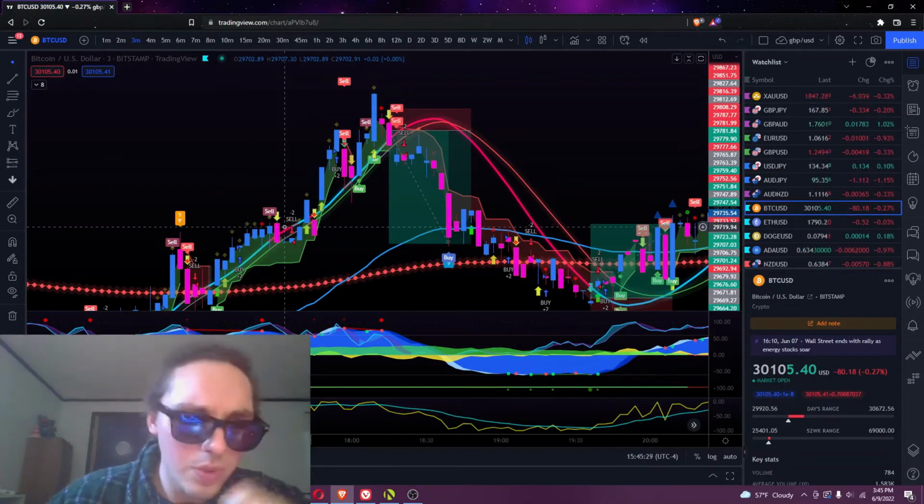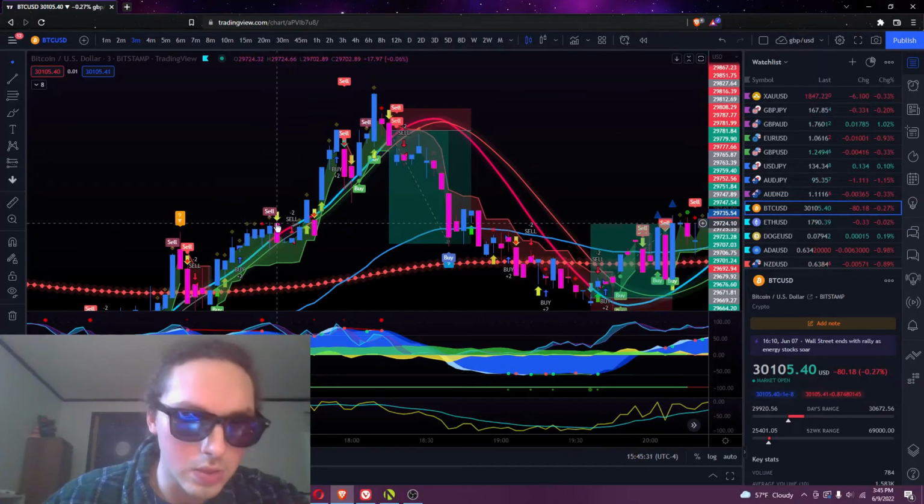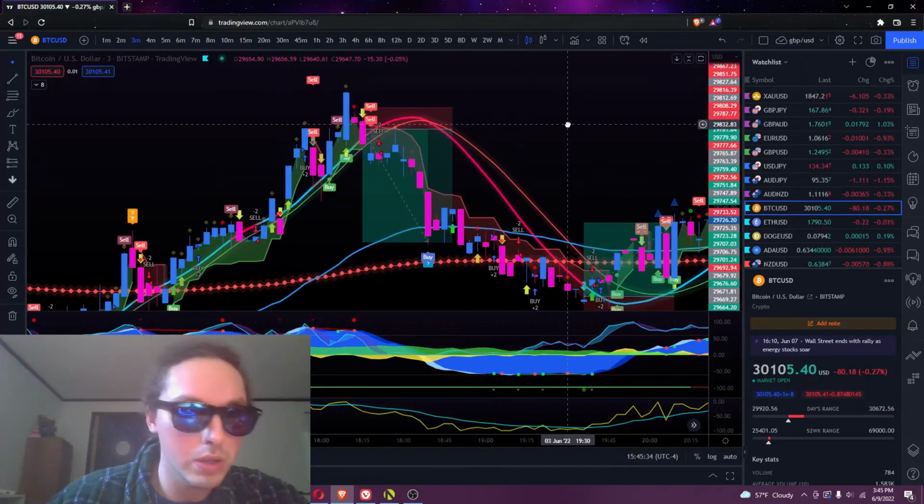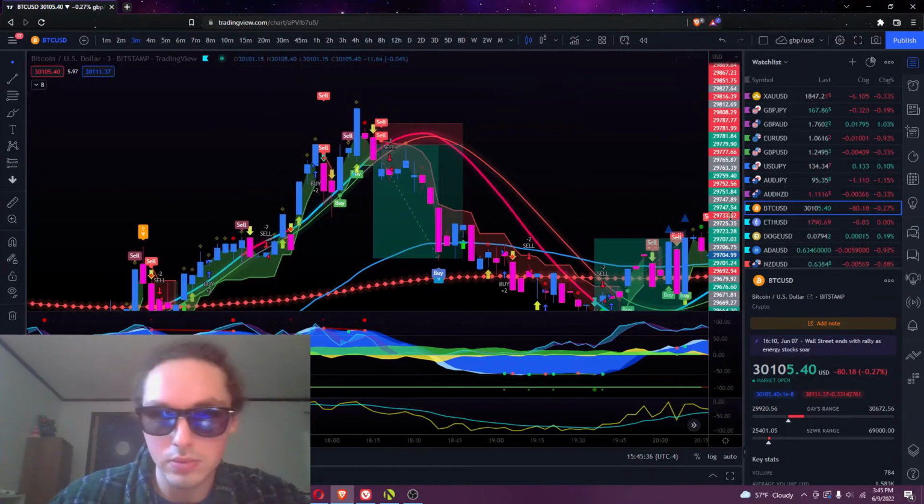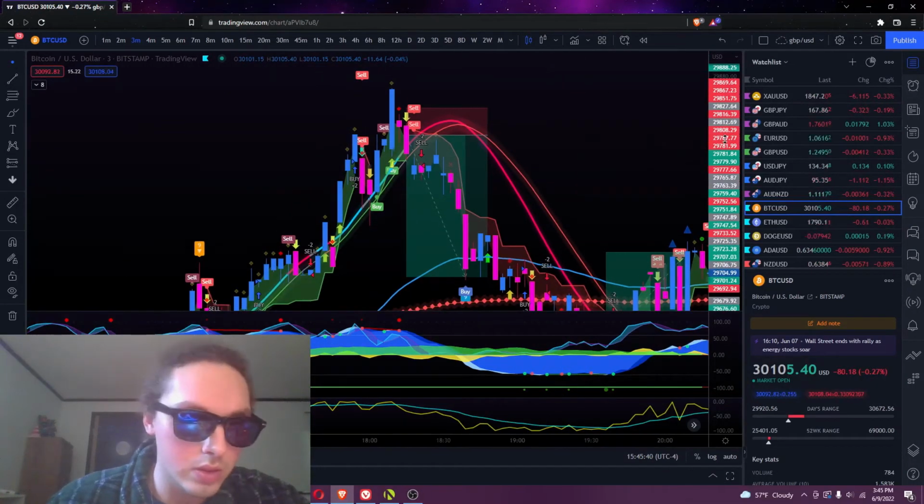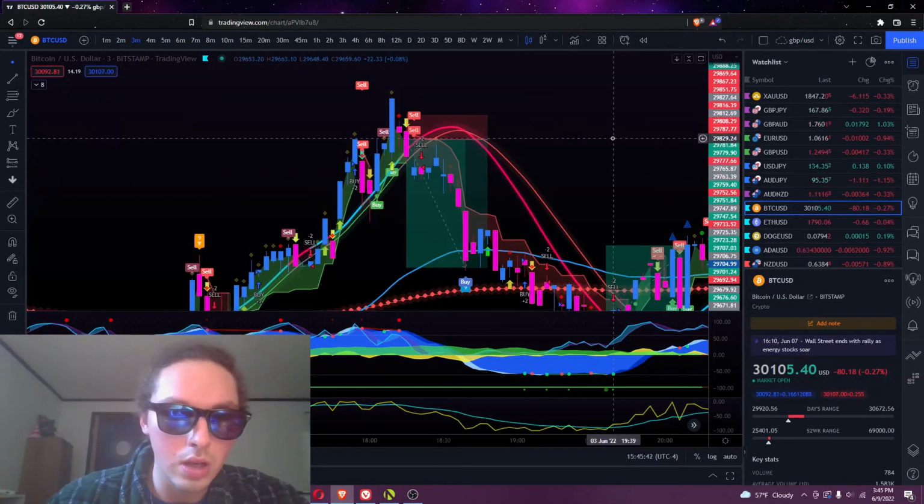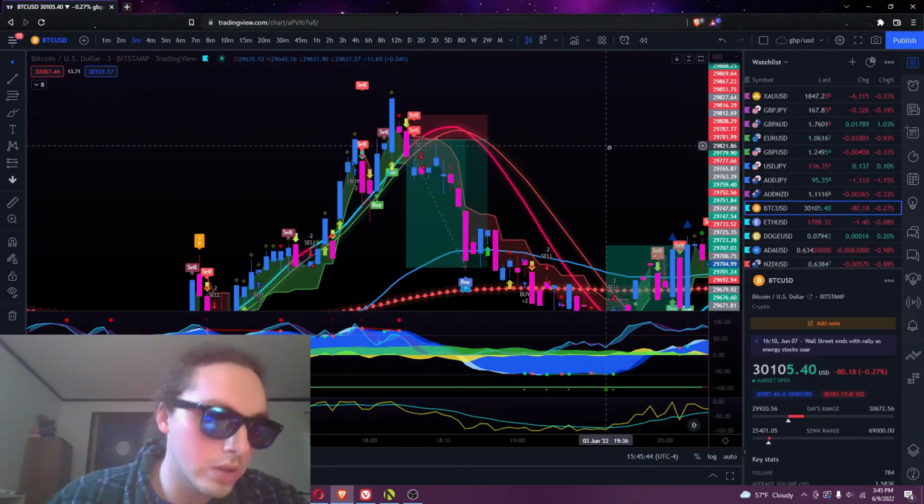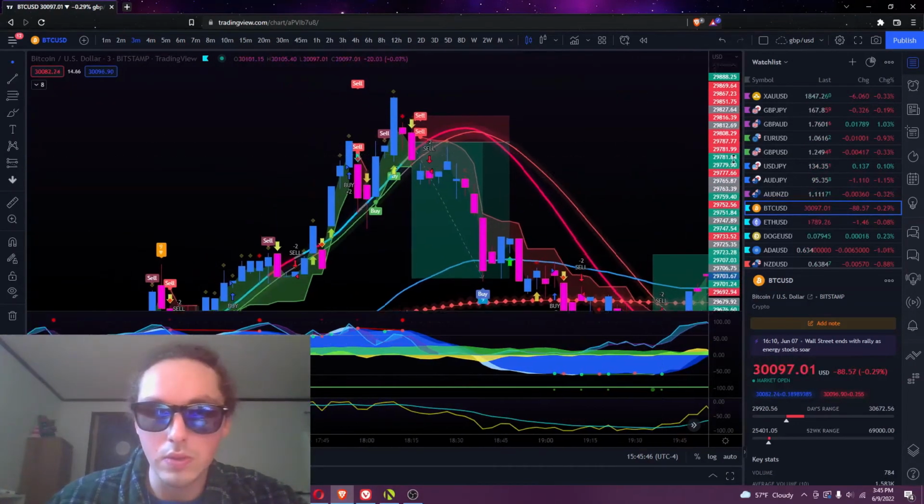What did he say? 1 minute scalping? Yes, 1 minute scalping. But we're doing it on the 3 minute chart, because here our indicators were performing the best. So let's get into the first trade.